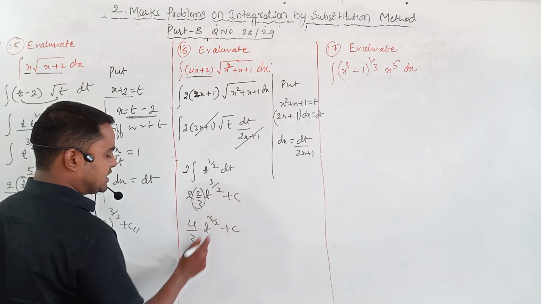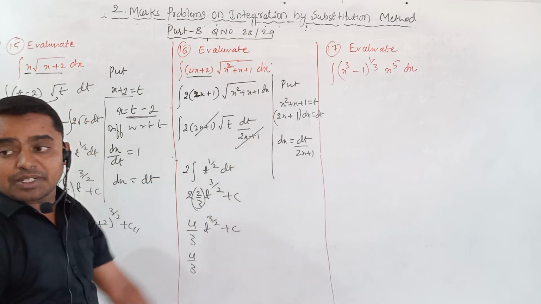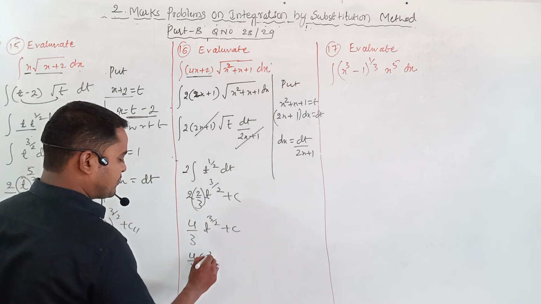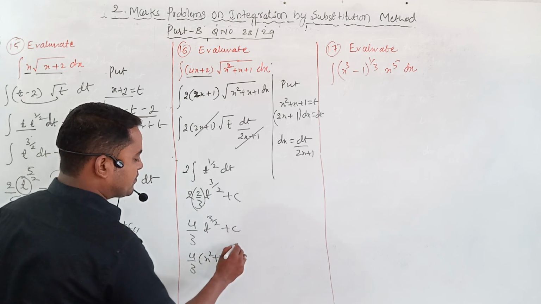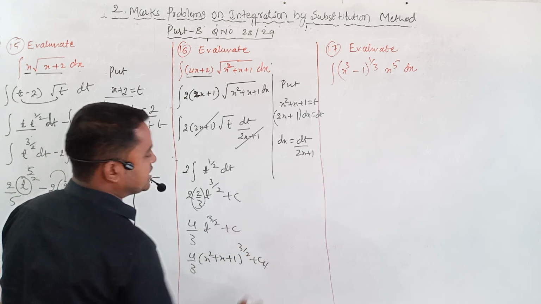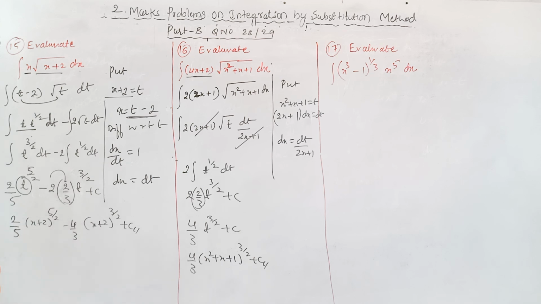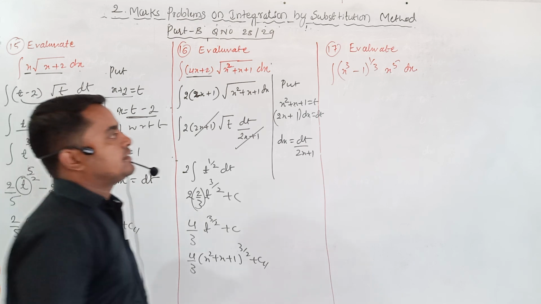What is the value of t? x square plus x plus 1. So the answer is 4 by 3 times x square plus x plus 1 raised to 3 by 2, plus c.